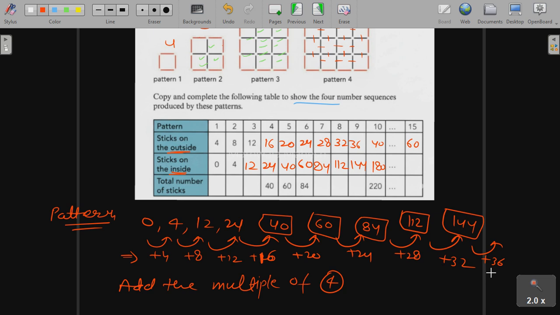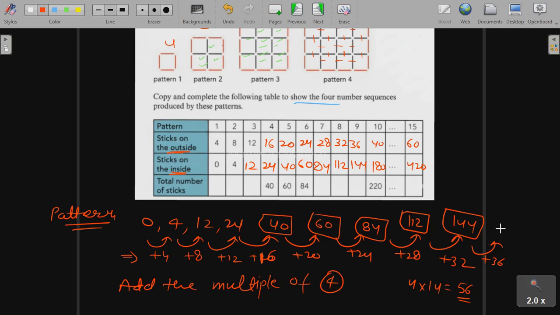Okay, for the 10th term we add a multiple of 4, 4 into 9. So for the 15th term we have to add 4 into 14. It means 56, and this is how you will get 420. Okay, if you don't understand, you can find the next terms by counting.